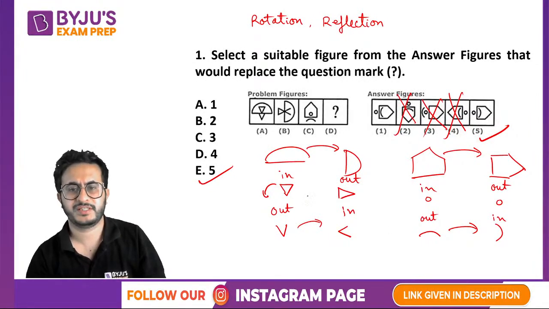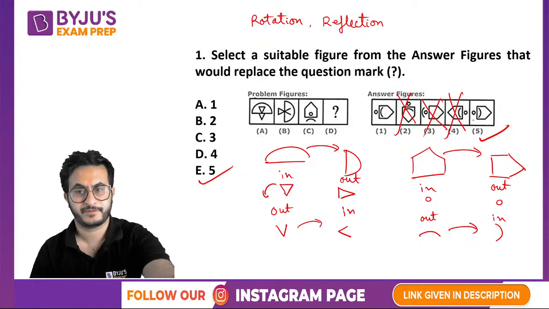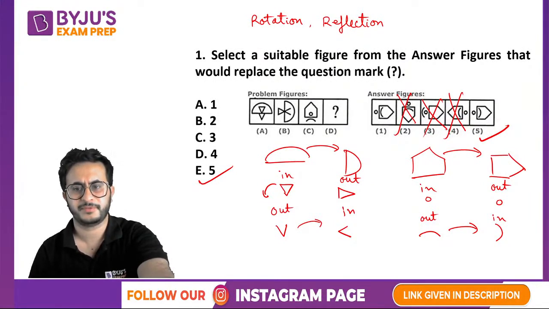So this figure which was outside rotated 90 degree in the clockwise direction. So similarly, if you rotate this 90 degree, it will be like this, hence 5. There was confusion between 1 and 5, right? So one has to see that carefully.